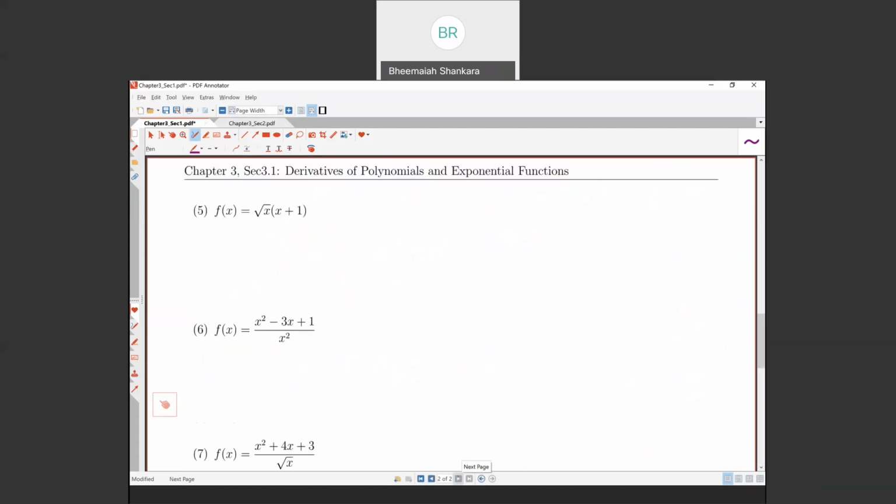In the next example, you have a product function, square root of x times x plus 1. Distribute the square root to each of these terms. So it's square root x times x plus square root x. Now simplify this a little bit. Rewrite this function as x to the 1 half times x to the 1, and then plus x to the 1 half. When you have exponents in the form of a fraction, it's easier to differentiate than a square root or a cube root.